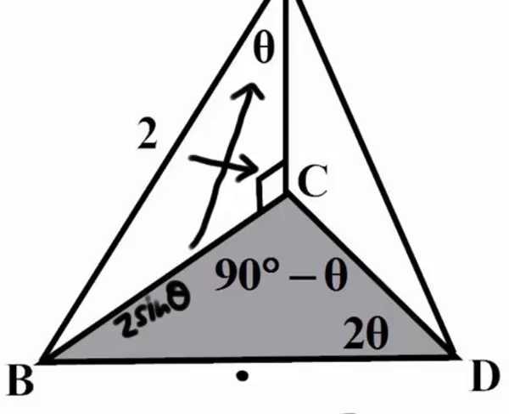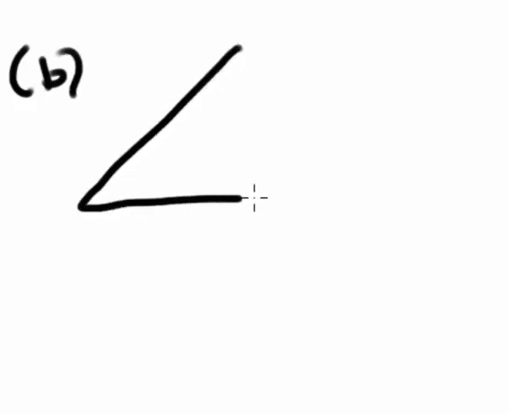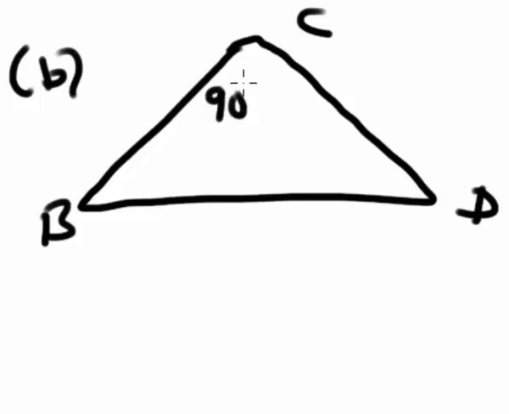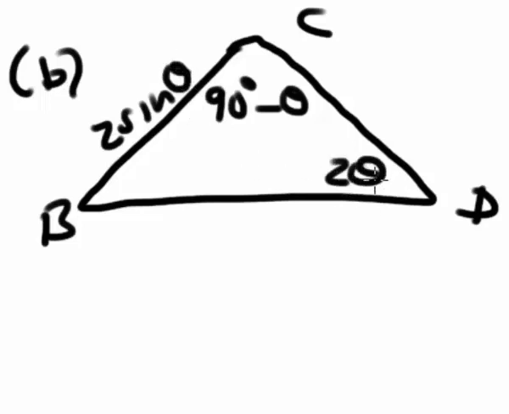What do we know? Now we're at the bottom triangle, so I'm just going to draw it again quickly, so we can see exactly what's going on. That's angle CBD. This angle here was 90 minus theta. We've worked out BC as 2 sine theta already, and that's 2 theta there. So what do we know?